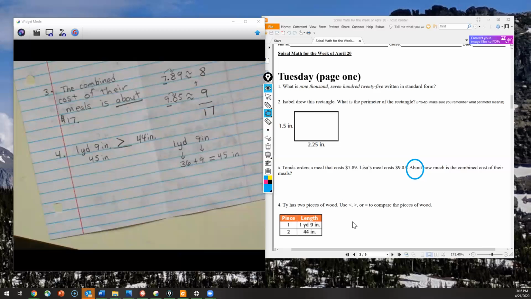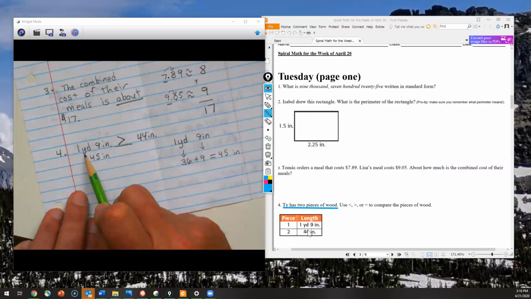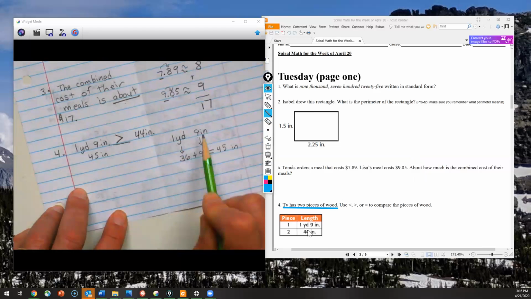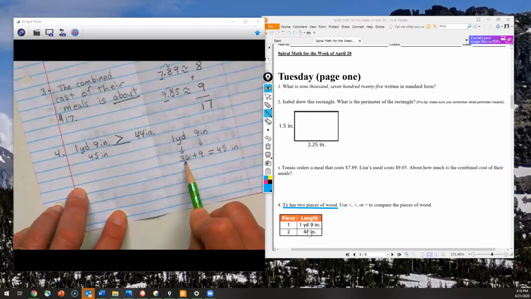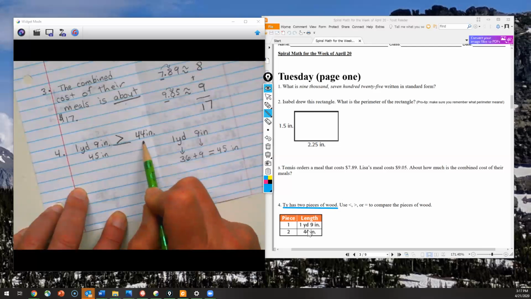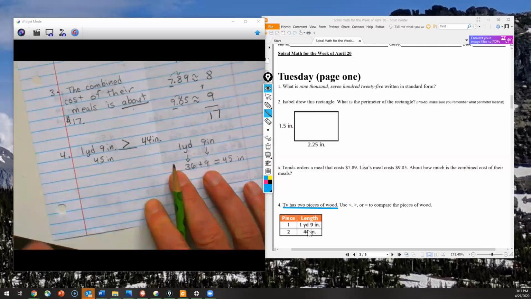Number 4, we are going to talk about Ty, and Ty has 2 pieces of wood. Ty has a piece of wood that is 1 yard 9 inches long and one that's 44 inches long. We're comparing the two. In order to do that, I converted the 1 yard and 9 inches to inches. 1 yard is equal to 36 inches. I added that to the 9 inches that are already existing, and I got 45 total inches. So 1 yard, 9 inches is the same as 45 inches, which is going to mean that it is greater than 44 inches. Let's move on to number 5.